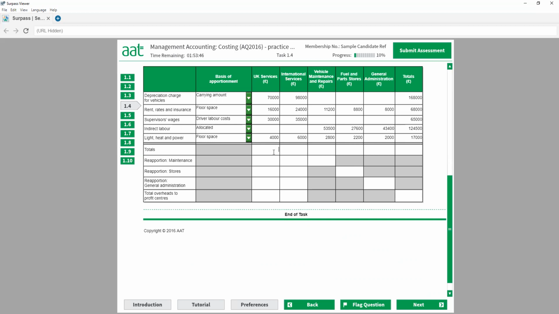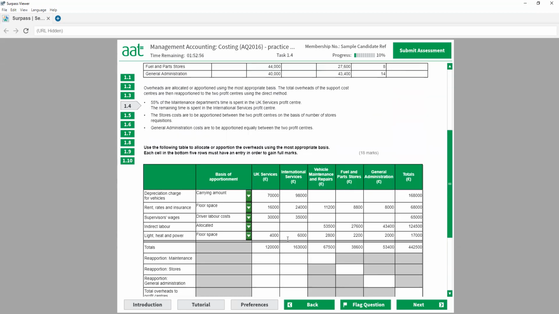All right, all we have to do now is make the total of the UK, international, and everything. So let's make the total. The total here is 120,000. Then for the international, the total we have is 163,000. For the vehicle, total we have 67,500. Then 38,600. Then 53,400. Finally, the total is 44,500. So the one part of the apportionment is already done, and now I have to do the reapportion.